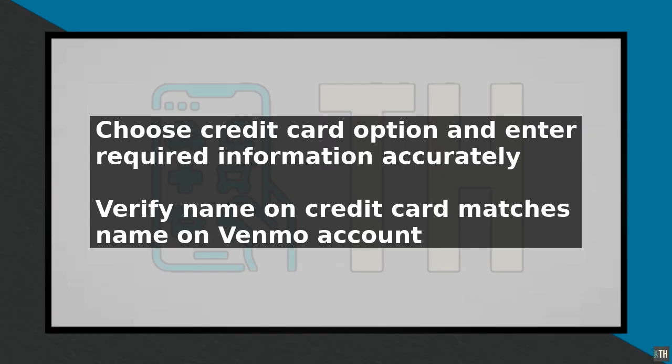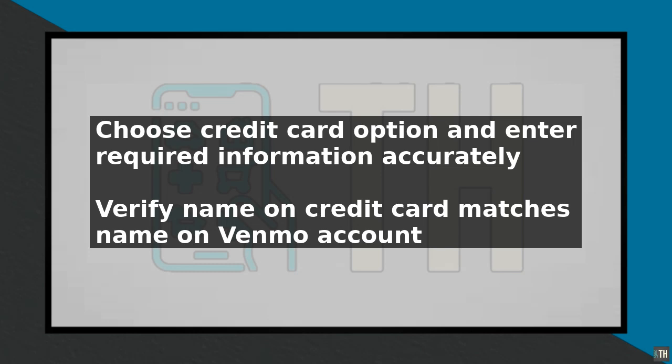Venmo may request additional verification, such as a one-time password sent to your phone or email, to confirm the credit card addition. Once the credit card is added, it will be listed as a payment method in the Venmo app.